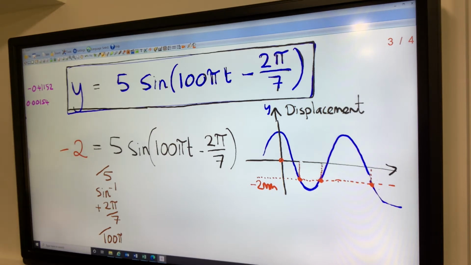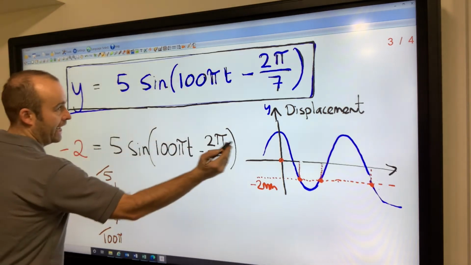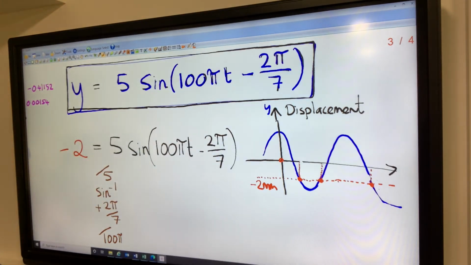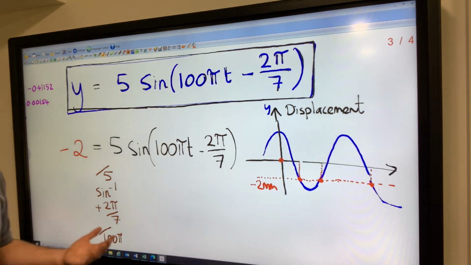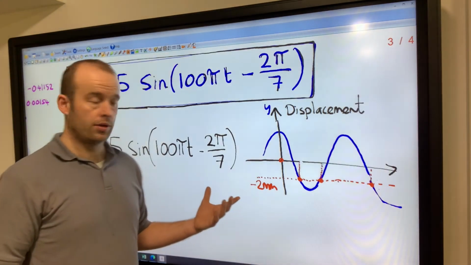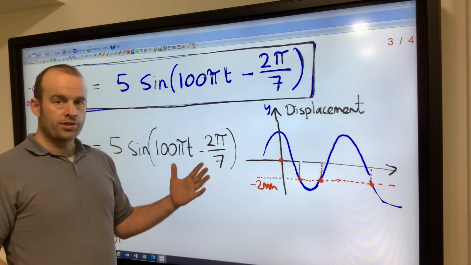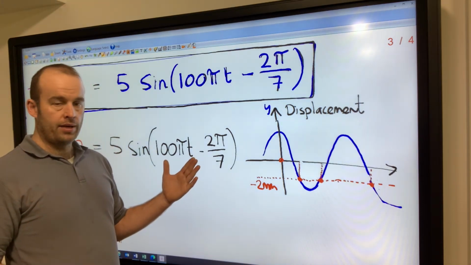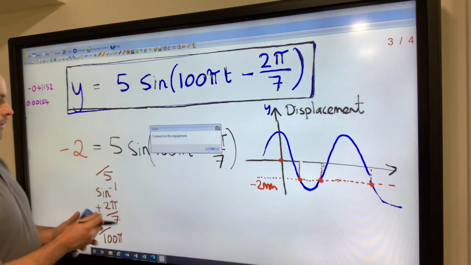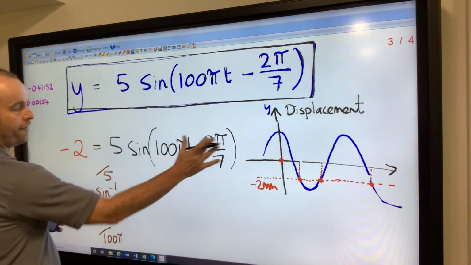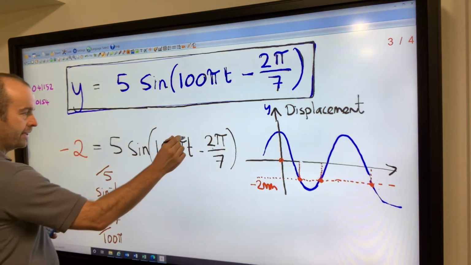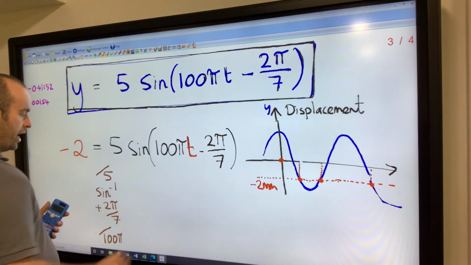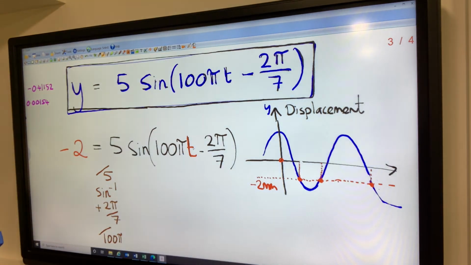So when it's at minus 2 mil, then the displacement y is minus 2. That enabled me to write this line here. To find this time, all I need to do now is solve this equation. When solving equations, all I'm really doing is stripping everything away and leaving t on its own. So that's why I've written these steps here.